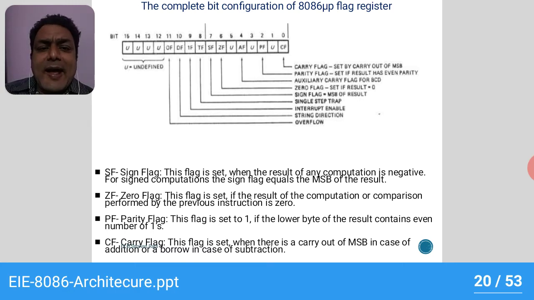Now coming to the carry flag. This carry flag is set when there is a carry out of the MSB in case of addition, or a borrow in case of subtraction. So this is the significance of the carry flag in the flag register.